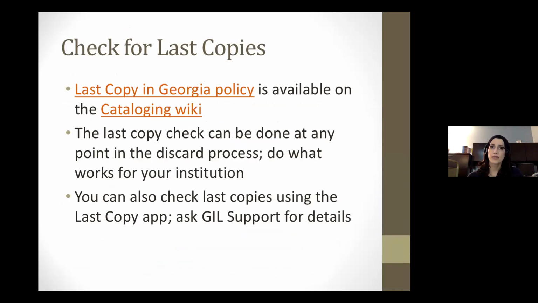Assuming that your OCLC number report checks out, everything was deleted, no problems. One of the last things we do, it's not the last thing, is we check for last copies in the USG. So this last copy check can be done at any point in the discard process. We do it at this point, but it could be done when the items are pulled. It could be done in a separate process by a collection management librarian or somebody else. This is where we've put it, but it can go anywhere.